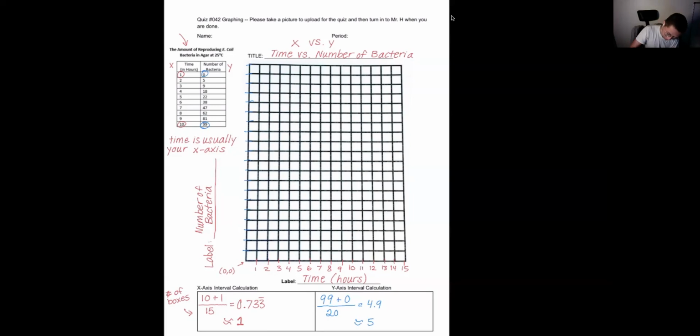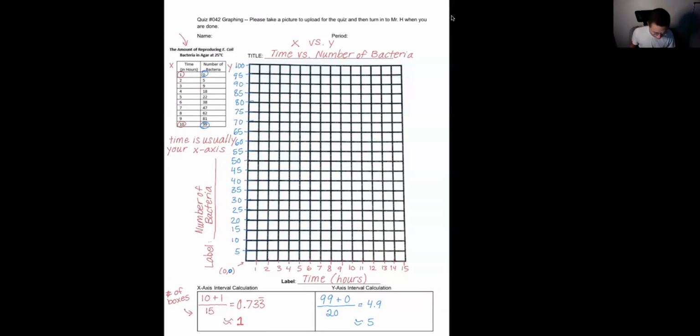So now I'm going to make sure that the y number is 0 in the corner, and I'm going to start counting by 5s. So that will be 5, 10, 15, 20, 25, 30, 35, 40, 45, 50, 55, 60, 65, 70, 75, 80, 85, 90, 95, 100.